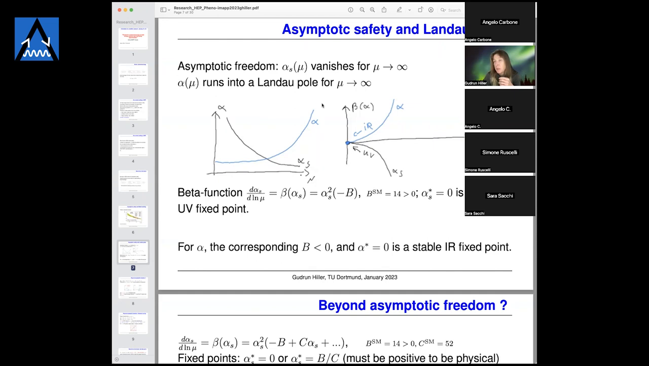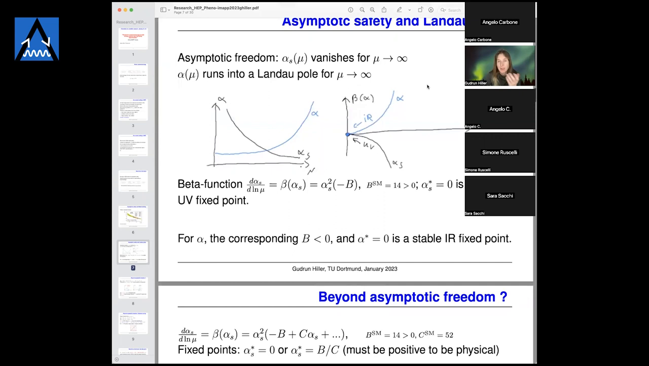So now you can ask, well, maybe there's a third possibility. What should a coupling do? It either goes to a fixed point, or it vanishes, or it blows up. And then, of course, asymptotic safety comes into play. Asymptotic safety means the coupling goes into a fixed point, but an interacting one. So alpha S in the standard model goes into a fixed point, but the fixed point is zero. But it could run in principle also into a finite value. And that is asymptotic safety.